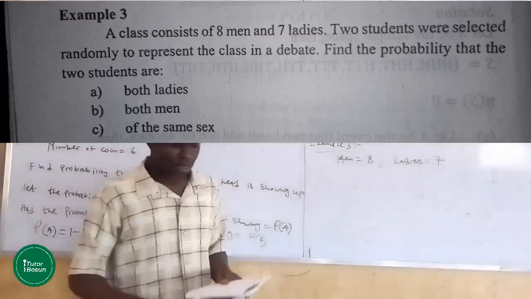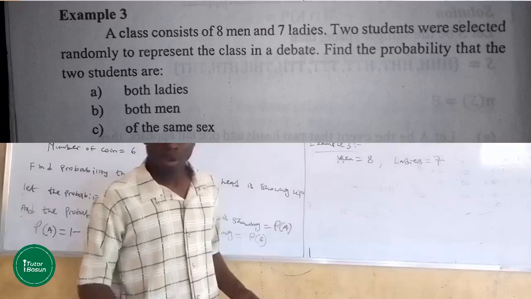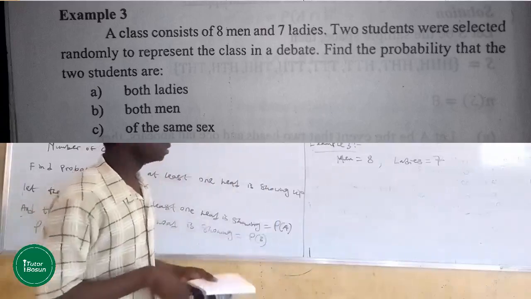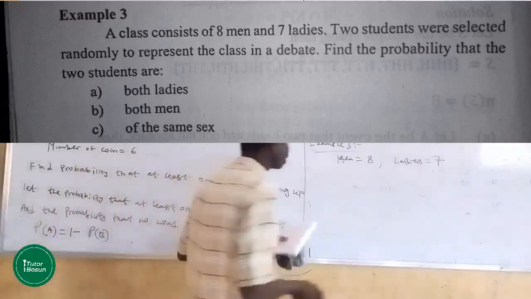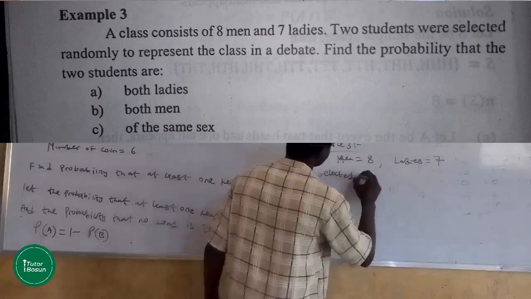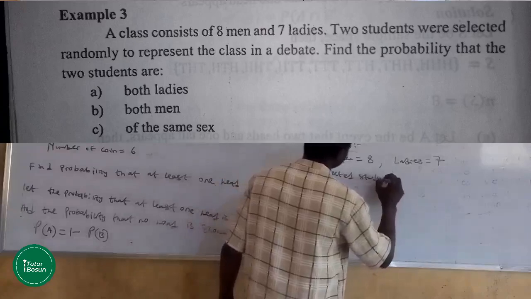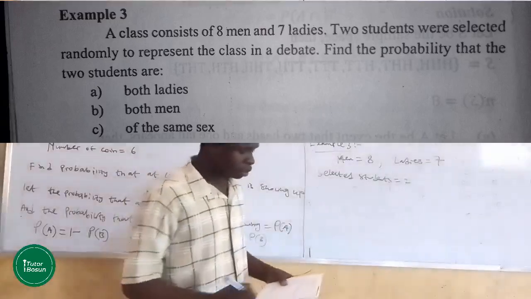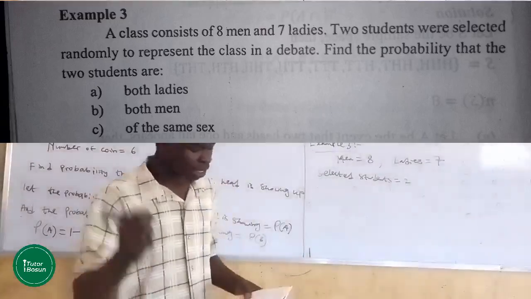2 students were selected randomly. Number of selected students: 2 students are selected randomly. Selected students equals 2. Then it says they are selected randomly to represent a class in a debate.